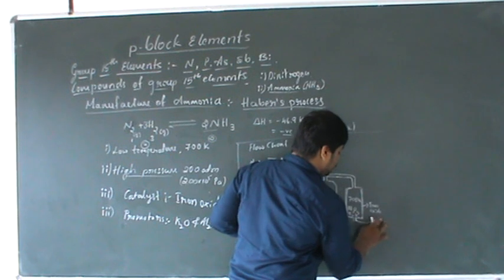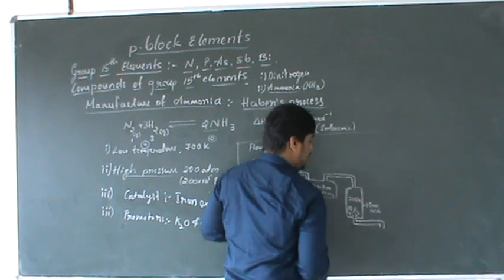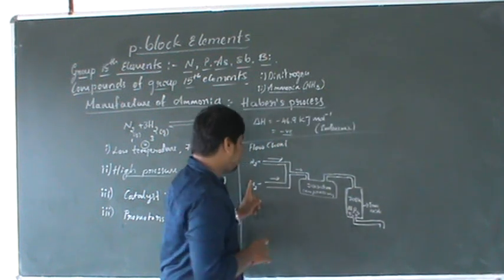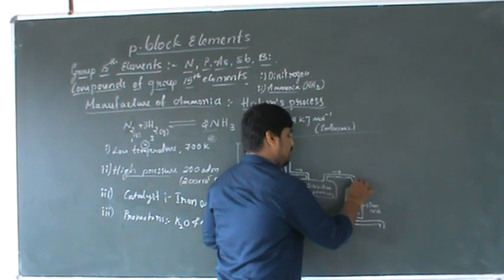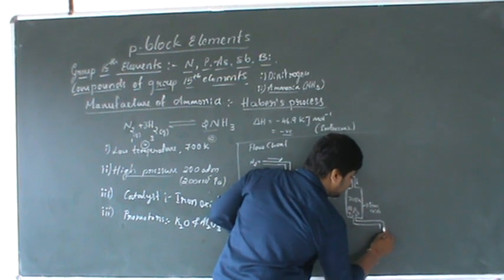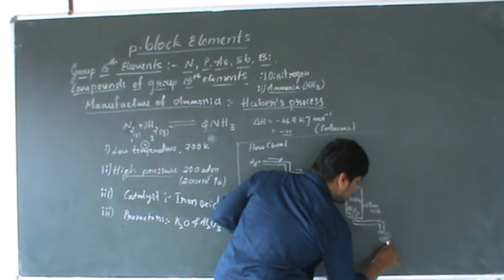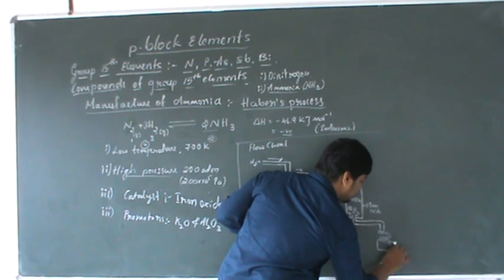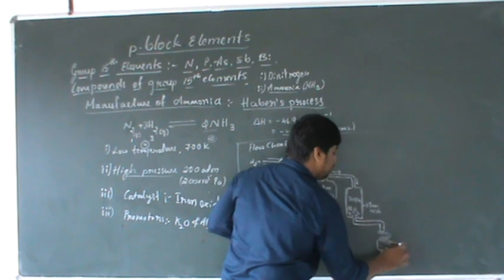Next is passed through. What happened in this case? Nitrogen gas and hydrogen gas, compressed, go to the catalytic chamber, and here they also exist in the gaseous state. To liquefy the mixture, a condenser is used. After passing the condenser, liquid ammonia is obtained. Liquid ammonia, important. Liquid ammonia is obtained.